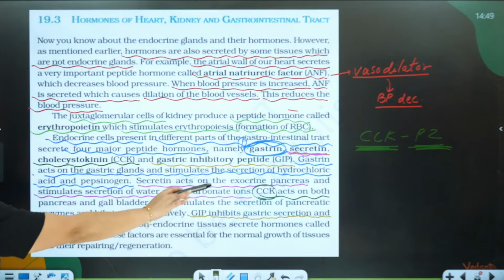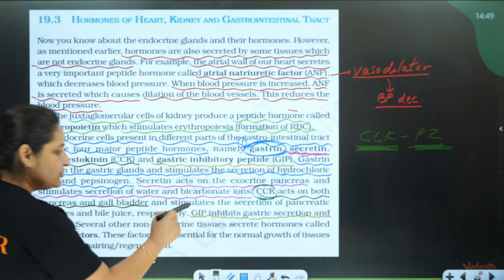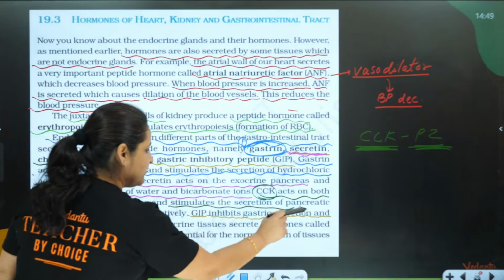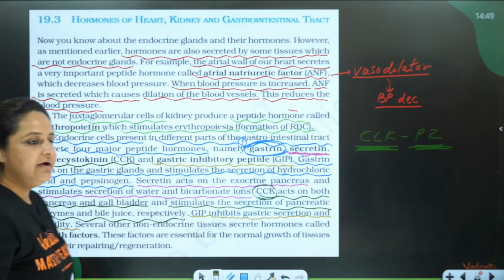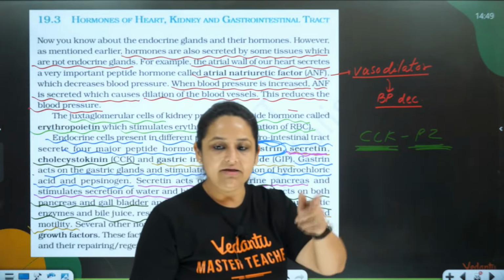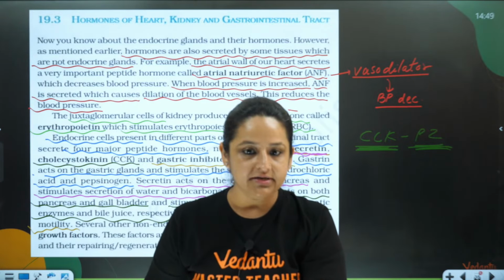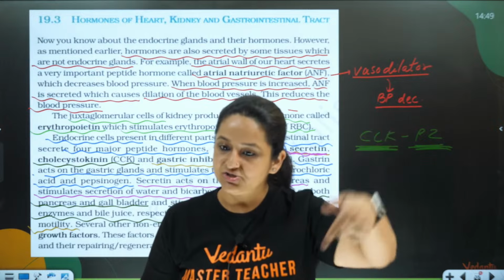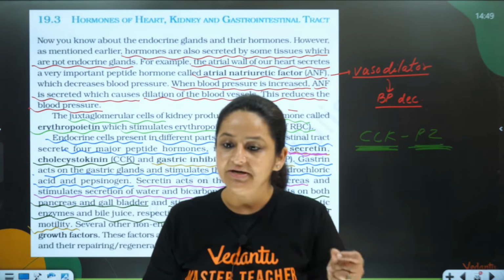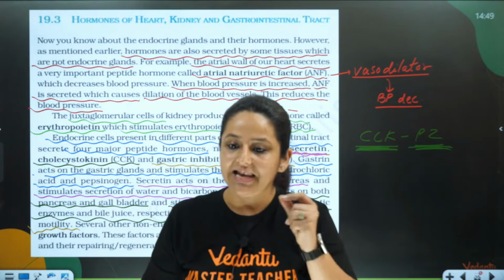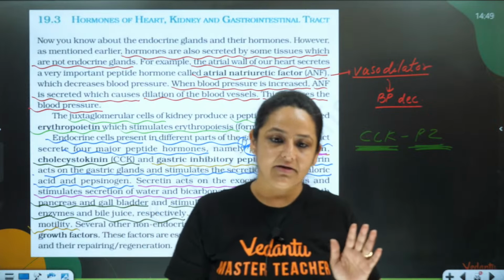So CCK is going to act on both the pancreas and the gallbladder, and it is going to stimulate the secretion of the pancreatic enzymes as well as the bile juice respectively. It is going to tell the gallbladder, release your bile juice that you've been storing and concentrating. It is going to tell the pancreas, release your pancreatic enzymes. The food is there in the duodenum, it is all neutralized, it is all ready, it is all alkaline. So now you release your hormones so that the digestion can be done.